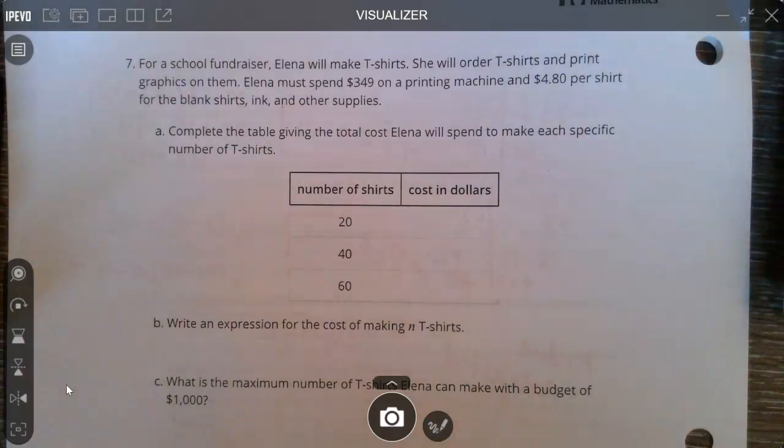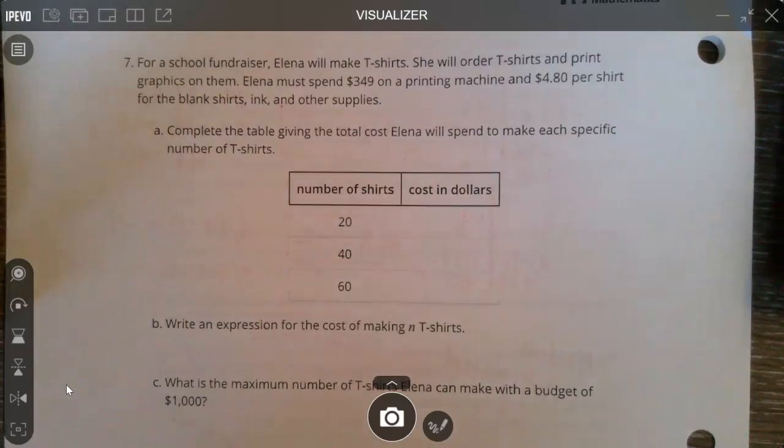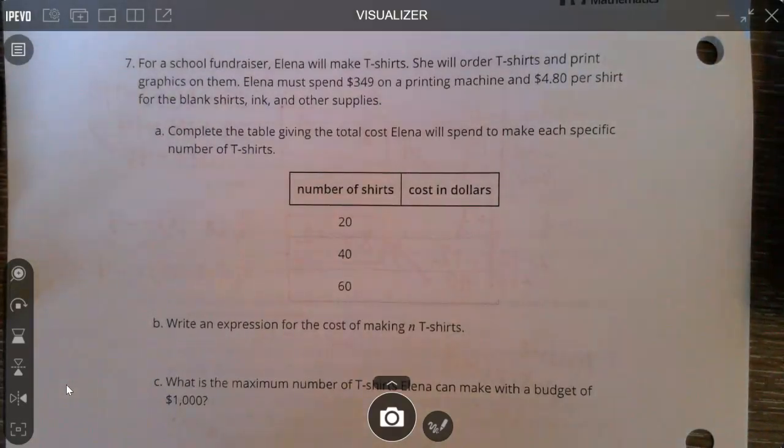Number 7, for a school fundraiser, Elena will make t-shirts. She will order t-shirts and print graphics on them. Elena must spend $349 on a printing machine and $4.80 per shirt for the blank shirts, ink, and other supplies.